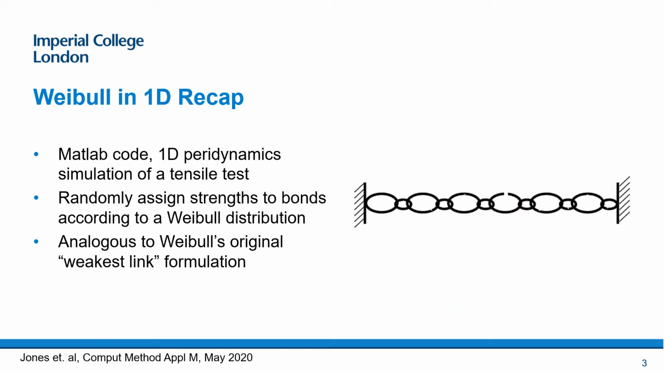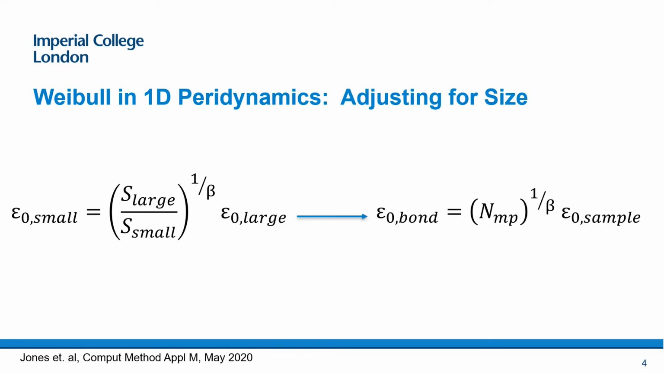So I want to do just a quick recap on the 1D work on which this 2D work is based. So that was a MATLAB code of a 1D peridynamic simulation of a tensile test, and we would randomly assign strengths to each of the bonds according to a Weibull distribution, and that gives us a really good analogy to Weibull's original weakest link formulation, where he talks about how the strength of each piece of material is dictated according to the strength of the weakest part of that material. So we've got this perfect chain that you can imagine in peridynamics.